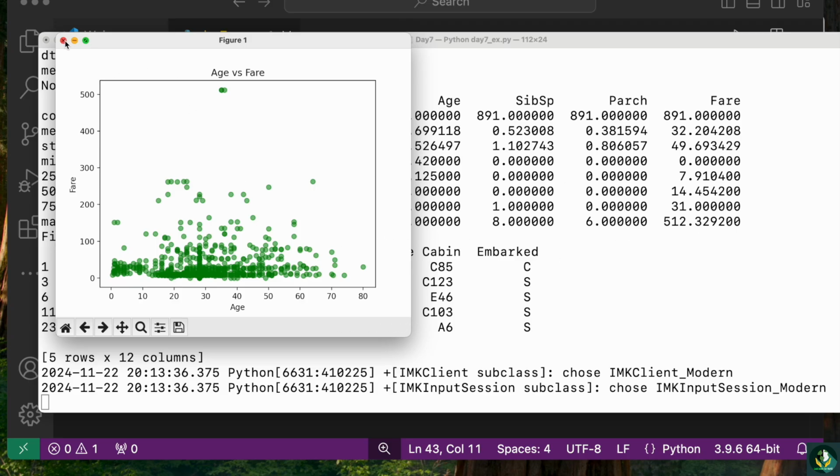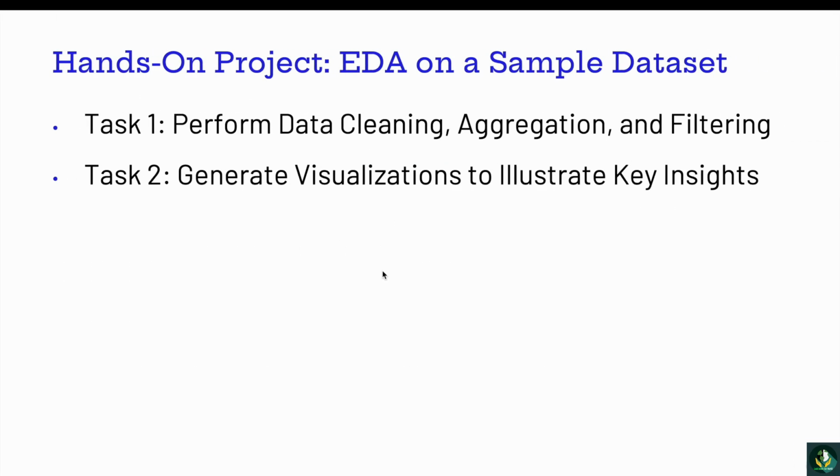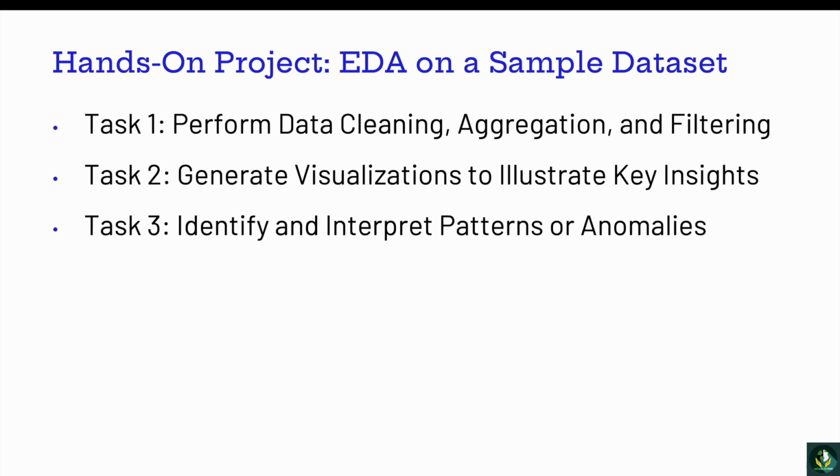So that kind of concludes our task 2, where we generate visualization to illustrate some of the key insights. Next task is to identify and interpret patterns or anomalies. So what we're going to do is use the visualizations and summary statistics to identify these patterns that we looked at and look for anomalies such as unusually high fares or missing data trends.